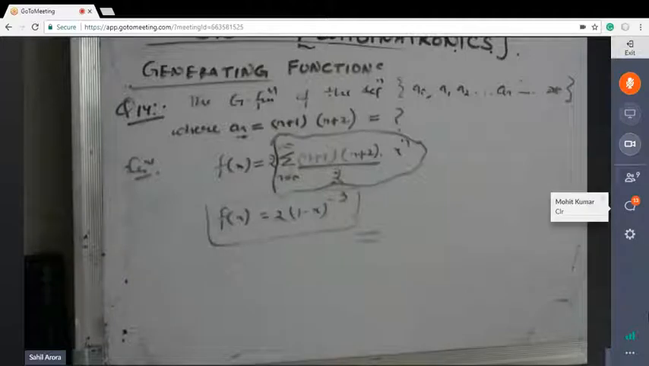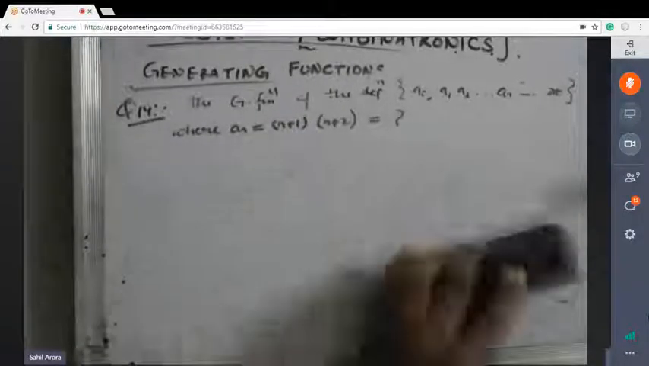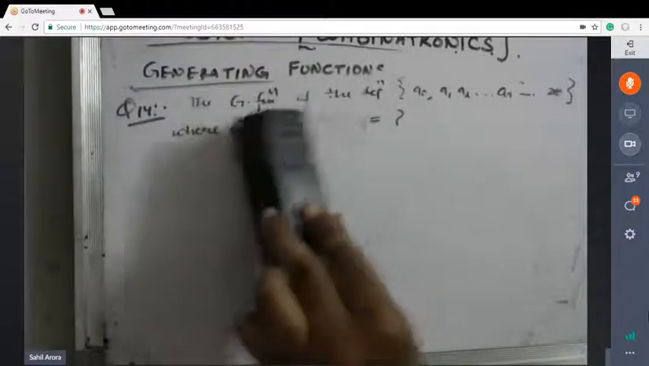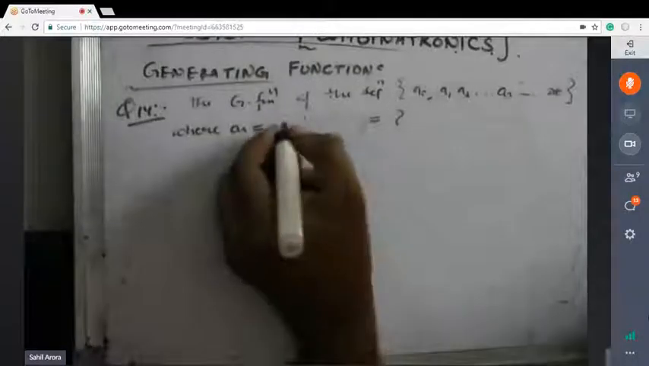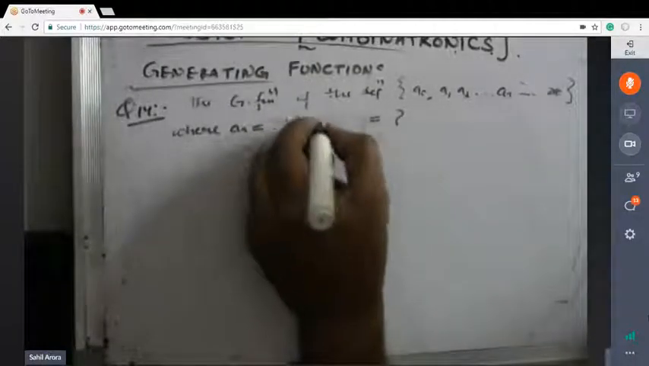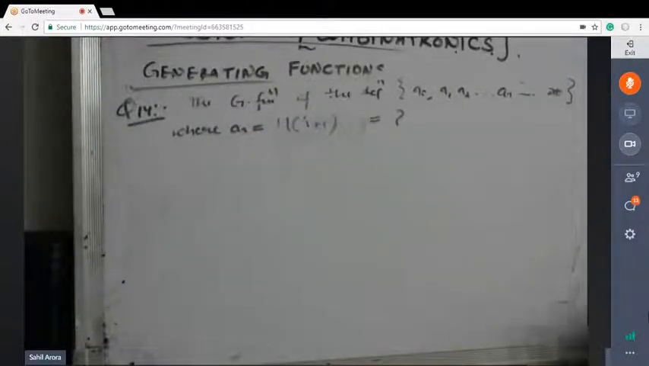Okay, so let's jump over to the next question. See, I'm not modifying much. The question says that now the general term is n into n plus 1.